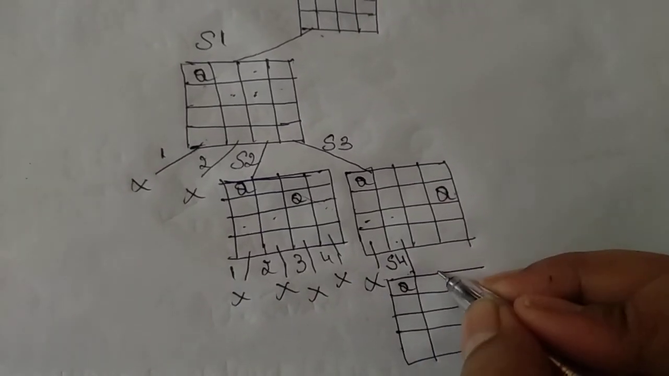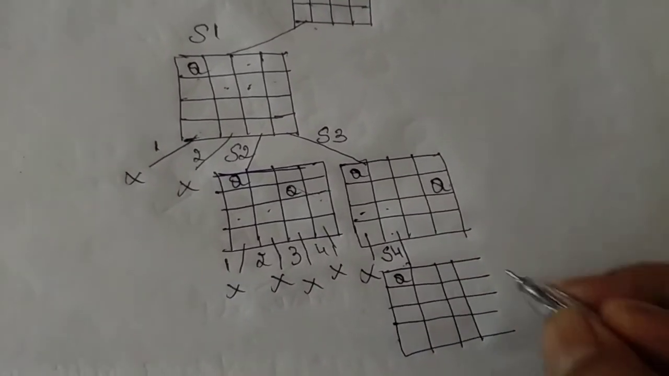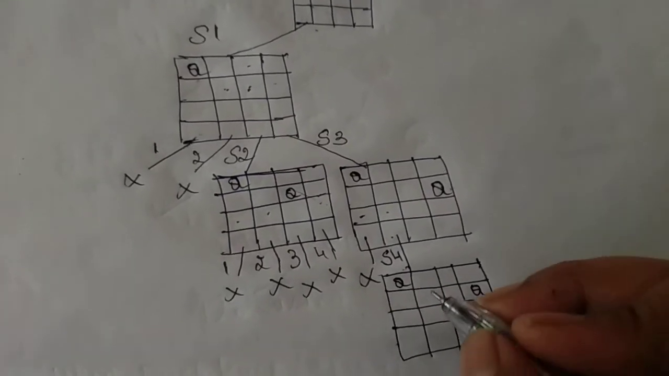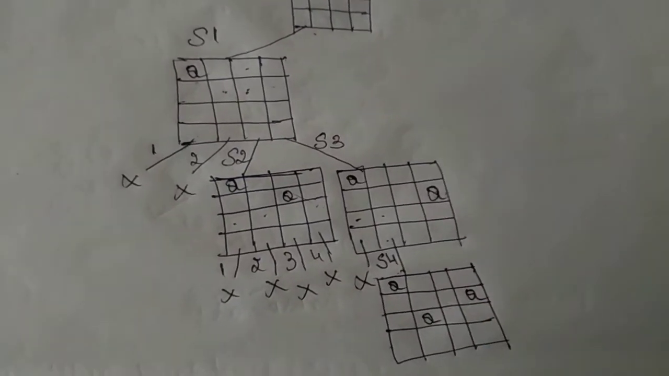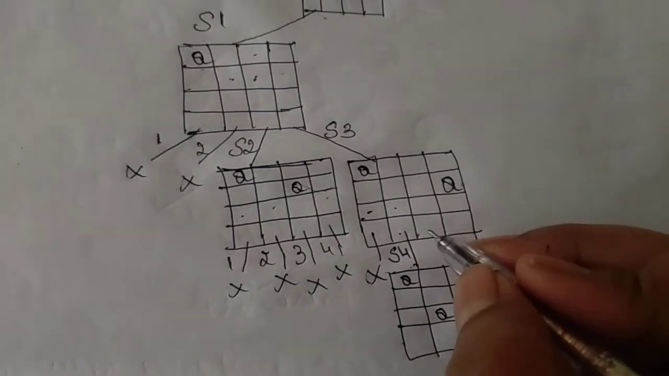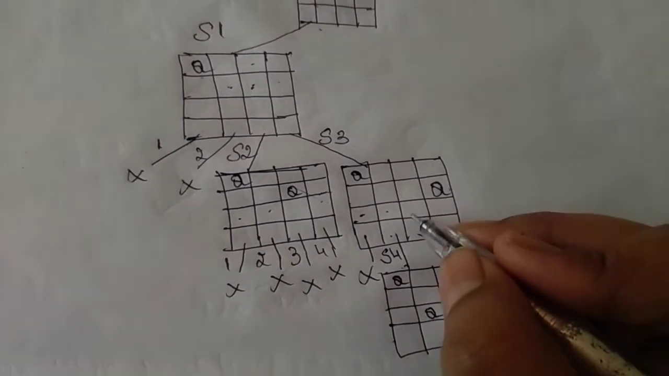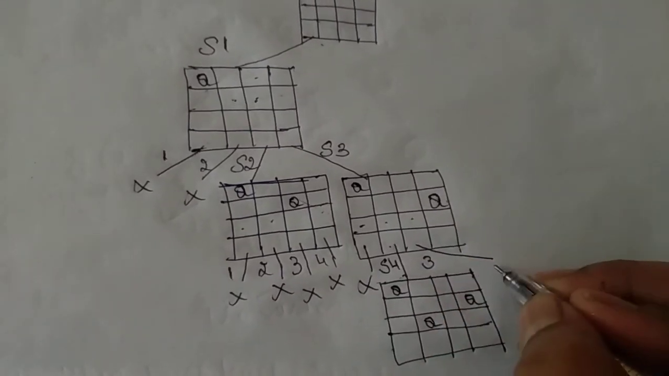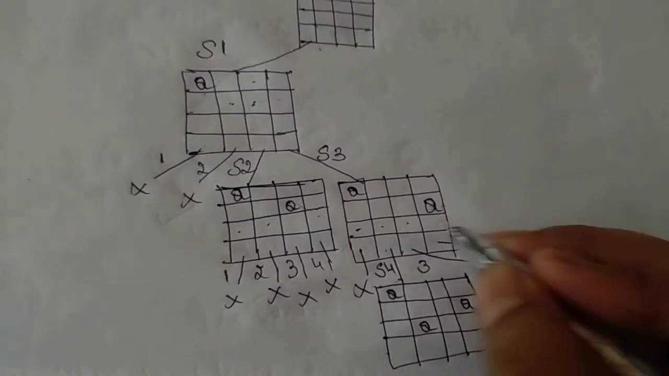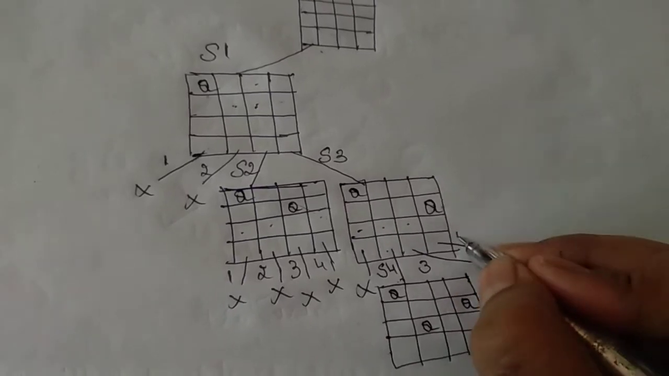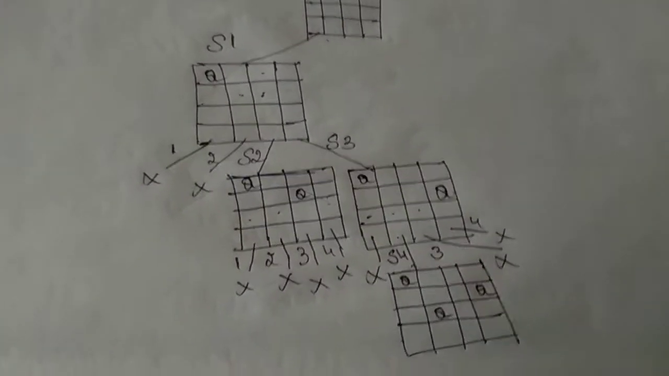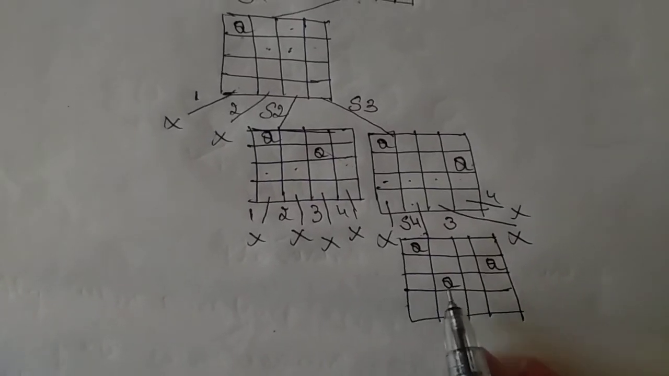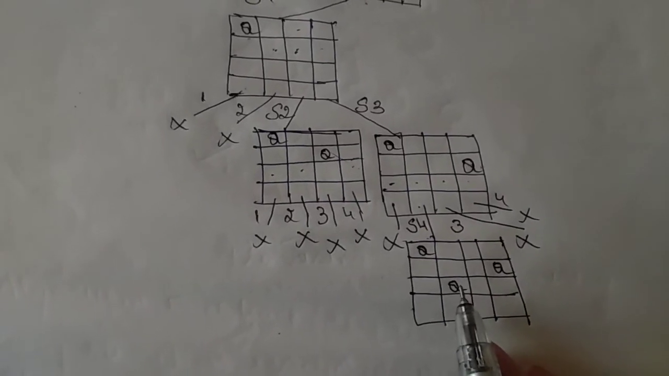Q is already present here. Here already it is present. Then in second place of third column I can place this q. Then what about this one? Here, no, because this q can attack. So 3 is not possible. Here, no, even this is also not possible. In third column, this is the only possibility we have to place the q.